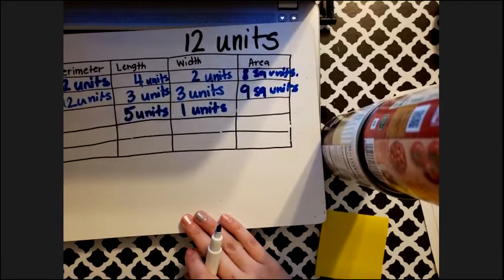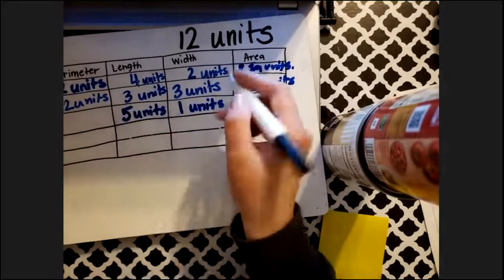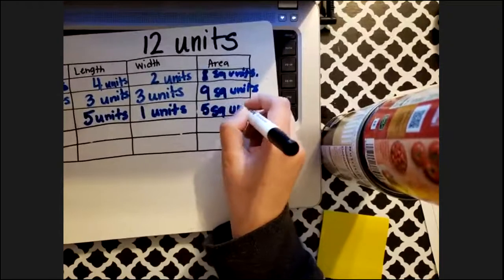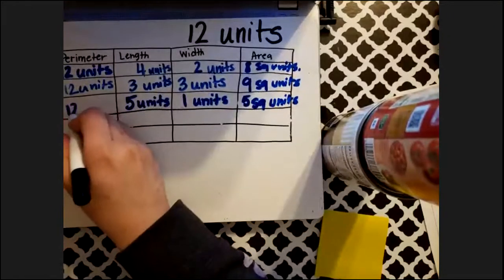I think we've got all of them. 1, 2, 3, 4, 5. Yeah, these are all the ways that you can make 6 if you add them together. So this would give us an area of 5 square units. And this would give us a perimeter of 12 units.